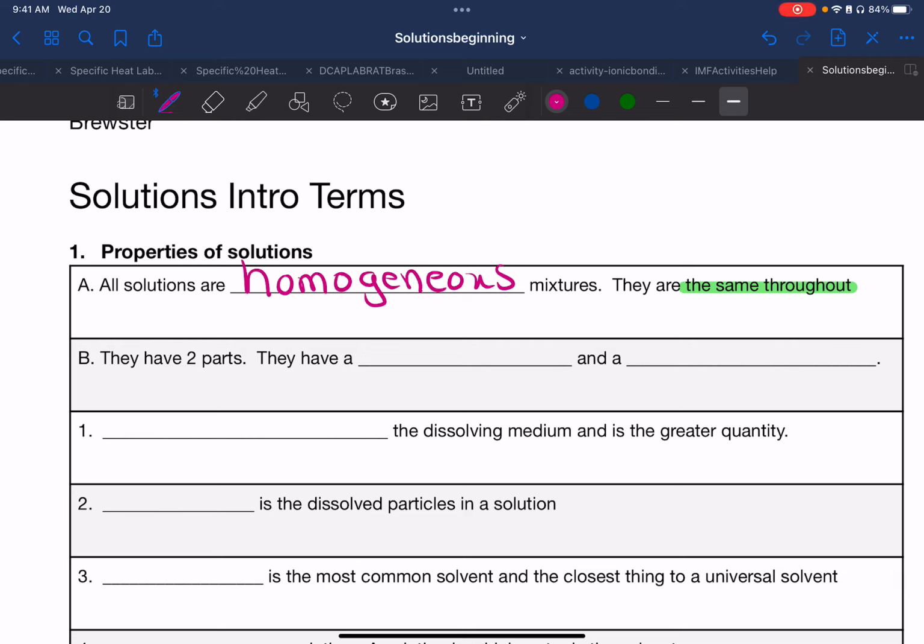The other word that we're not using at this point is heterogeneous. And we've seen these terms before. This means different.